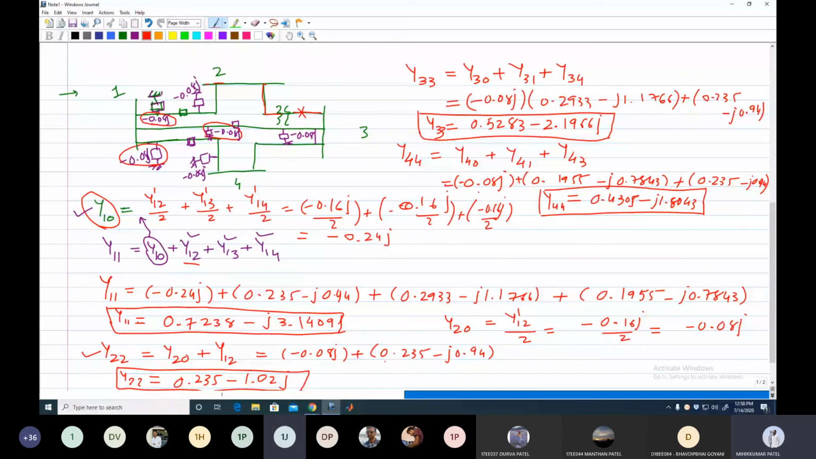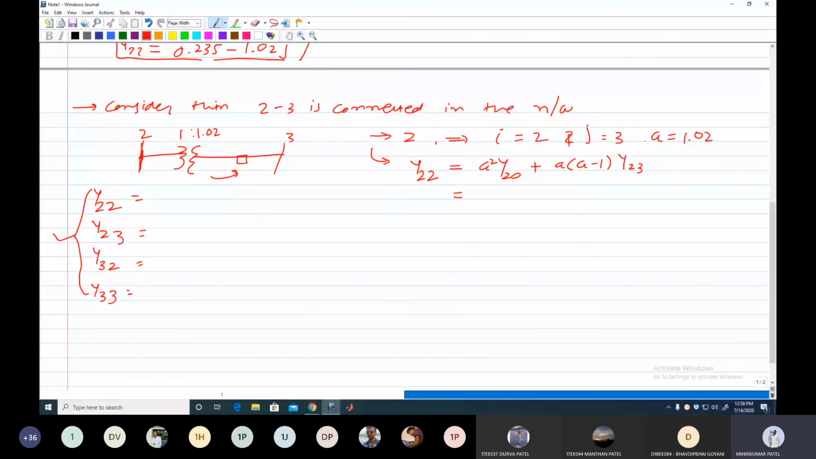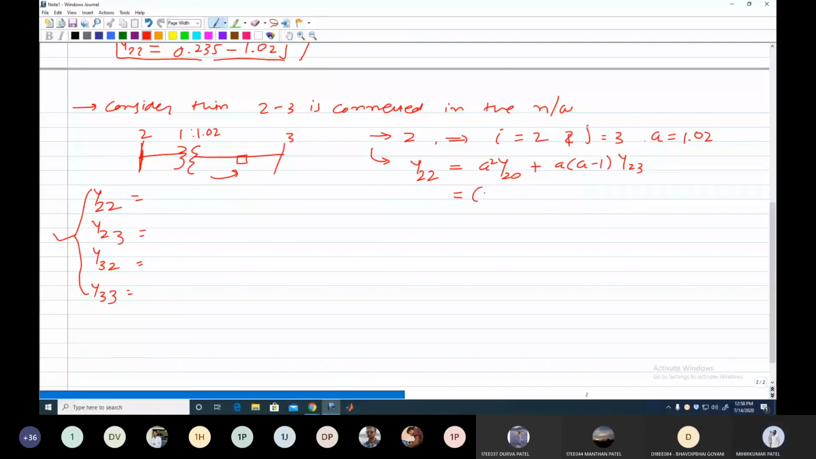See the bus number 2. Here it is only minus j 0.08. So a square means 1.02 whole square into minus 0.08j, then again plus 1.02 into bracket 1.02 minus 1.